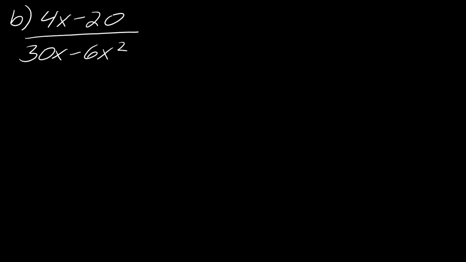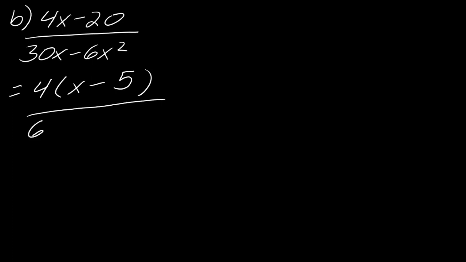Okay, so here's B. So let's see. First things first, I need to factor 4 out of the top. So that's going to give me x minus 5. And then out of the bottom, I'm going to factor out 6x, and that's going to leave me with 5 minus x. Okay, so there's a couple of things that I can actually simplify here. I'm going to have to simplify the 4 over the 6x, but let's just do one thing at a time. You want to make sure you're not overwhelming yourself when you're working on these.